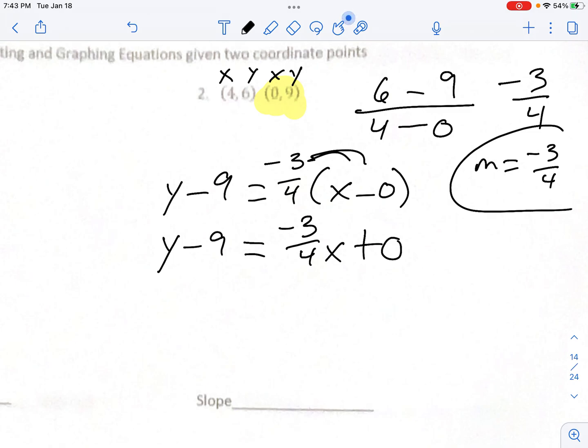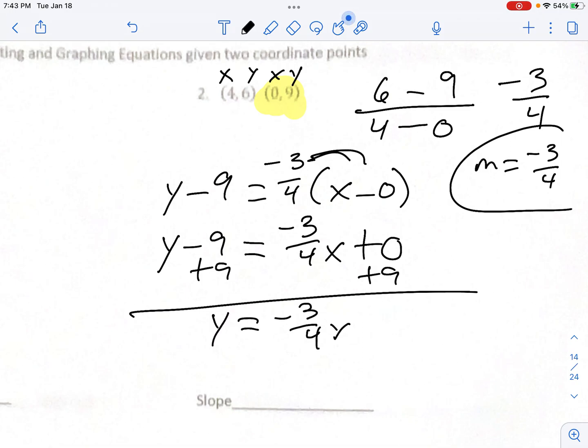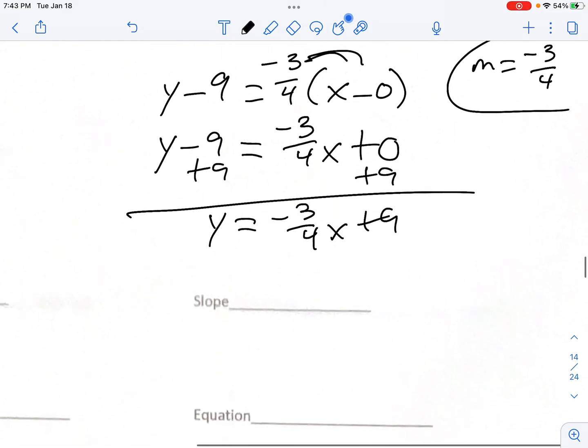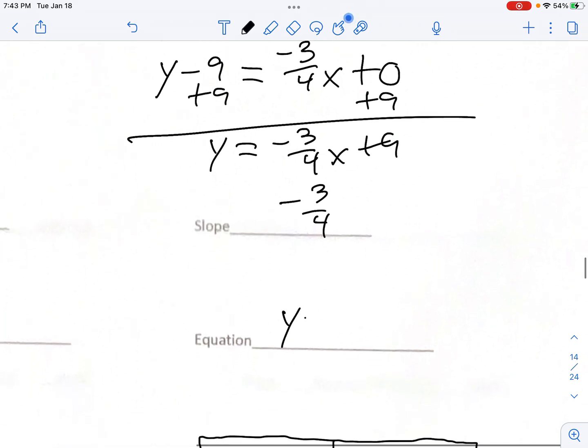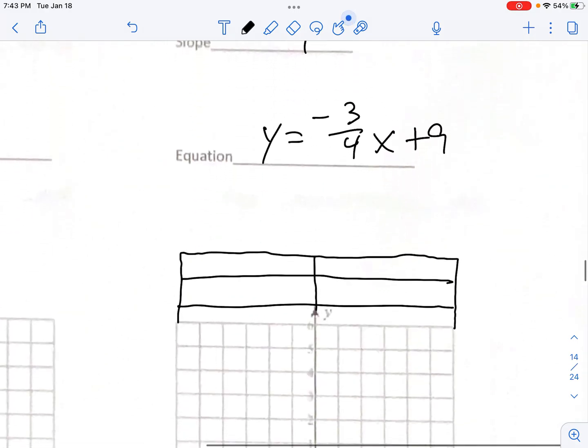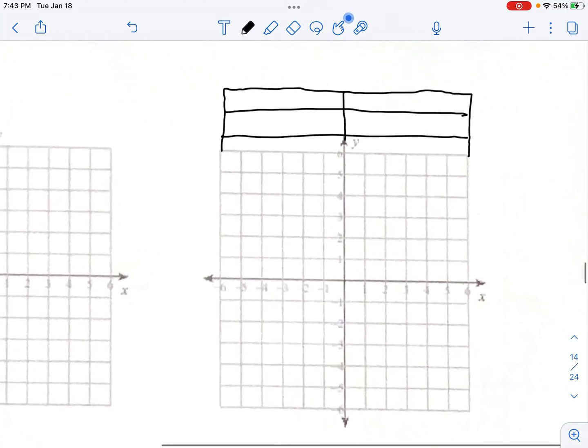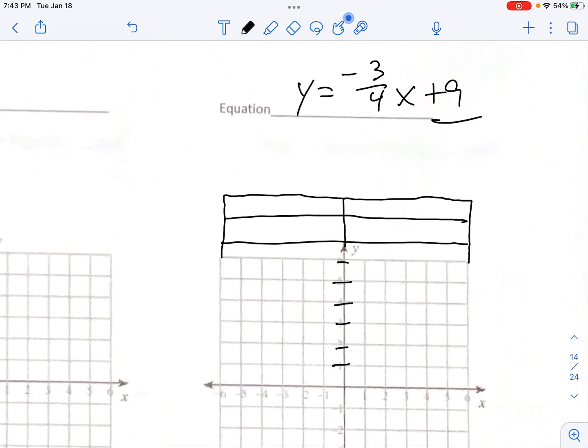Drop this down. Add the 9 to the other side. So we get y equals negative 3 over 4x plus 9. The slope is negative 3 over 4. The equation is y equals negative 3 over 4x plus 9. Now, if you go to the graph, you can see that the graph actually only goes 1, 2, 3, 4, 5, 6. You can see that my y-intercept is negative 9.